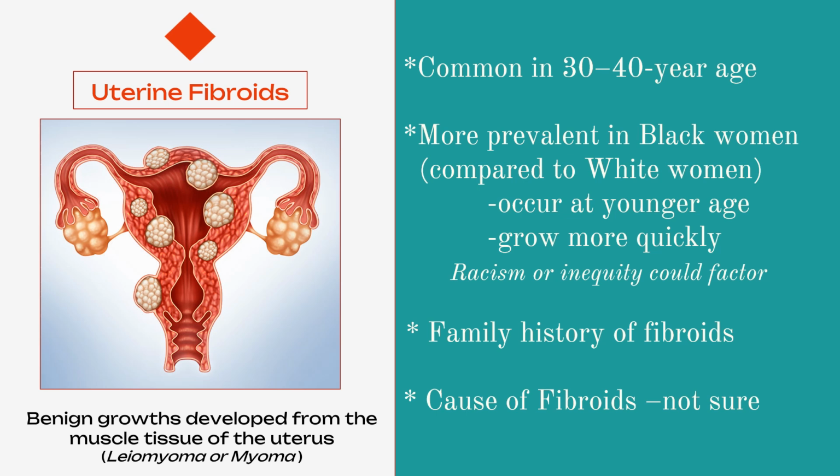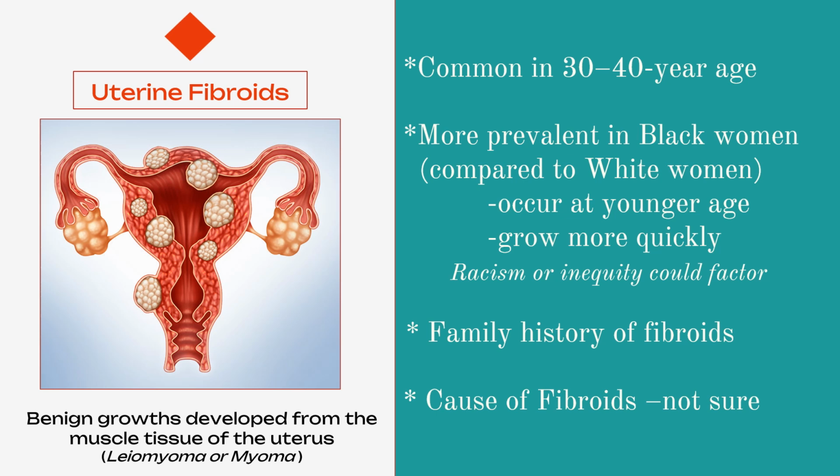The next topic we're going to focus on is uterine fibroids, and these are benign growths developed from the muscle tissue of the uterus. And uterine fibroids are benign, they're not cancerous growths, and they can develop from the muscle tissue of the uterus. They are also called leiomyomas or myomas. They're the most common type of growth found in a woman's pelvis.